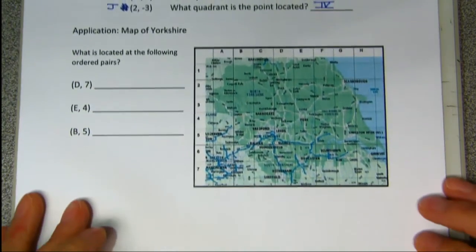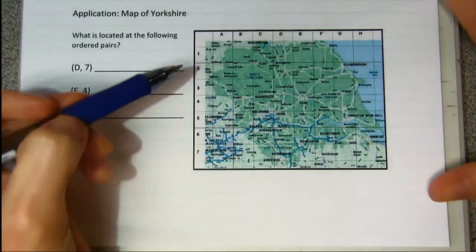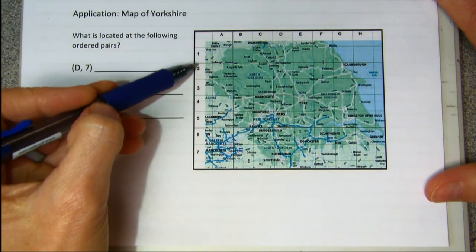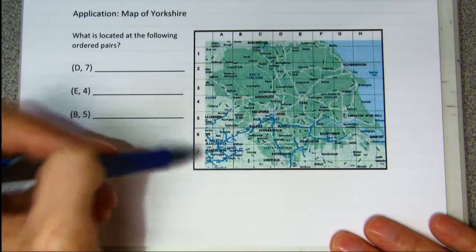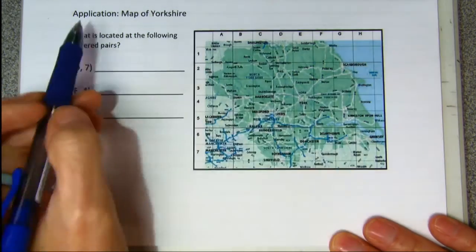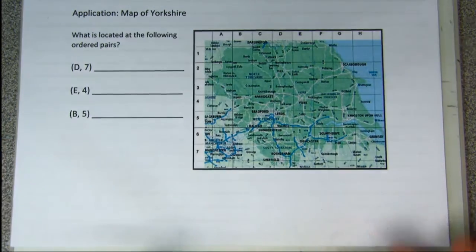All right, now maps is where you use coordinate system and quadrants a lot. Now, they don't necessarily show an X and a Y axis, but notice what they do show. This is numbers, and this is letters. Okay, so this is a map of Yorkshire. What is located at the following ordered pairs?